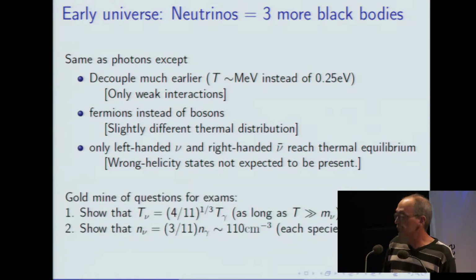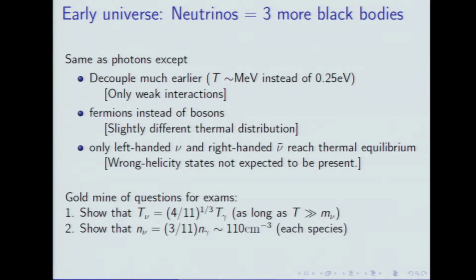I do a lot of teaching in cosmology. This is a gold mine of examination questions. You can show that the neutrino temperature is a little bit less than the photon temperature. There are all these funny ratios of integers that you get in statistical mechanics, which makes teaching fun. 4 over 11, (4/11) to the 1/3. These are great things, but that's not what we're going to talk about here.